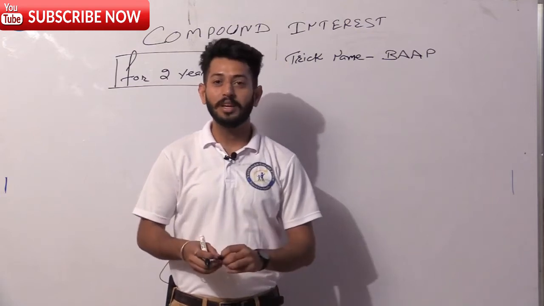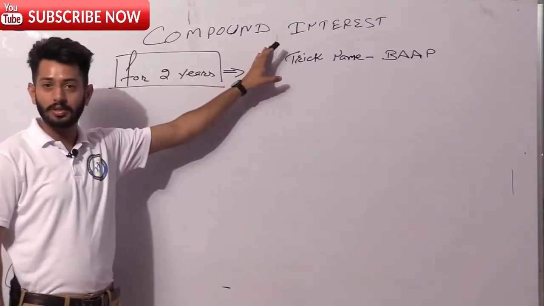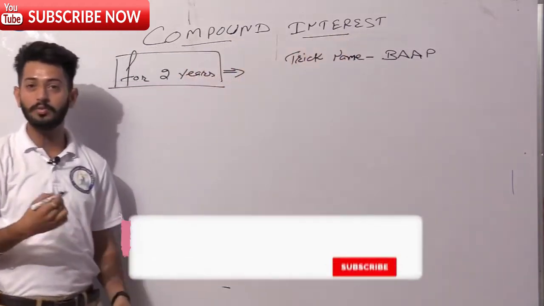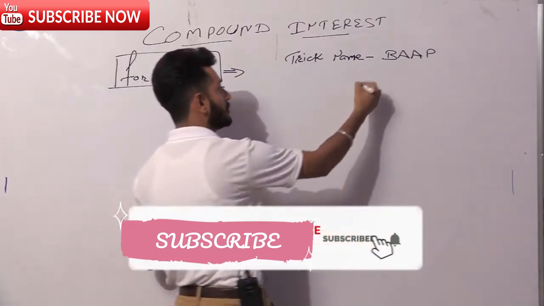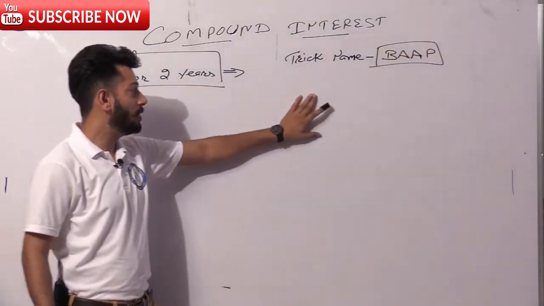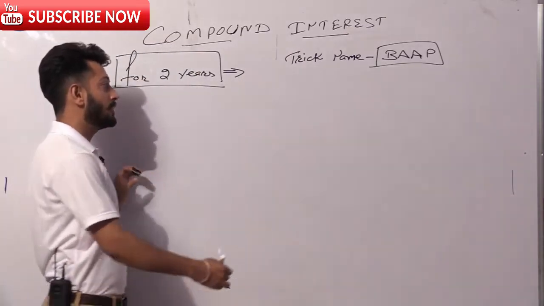I am Devinder Singh. Here I am going to share a trick which is very useful to solve all the questions of compounding interest without using any formula. The name of the trick is BAP. We will not use any formula in the whole chapter. We will solve all the questions by using a simple diagram.